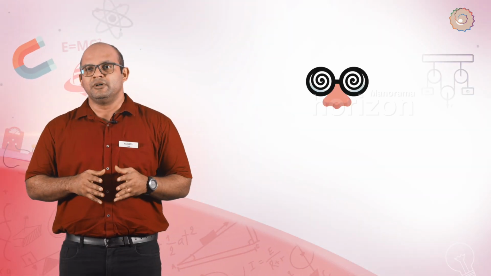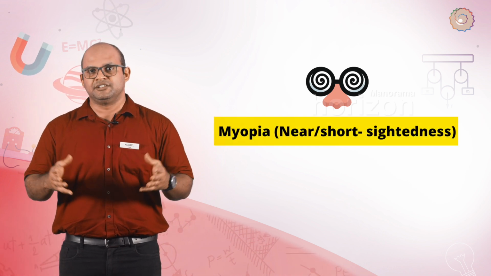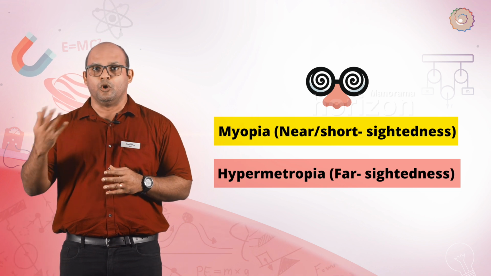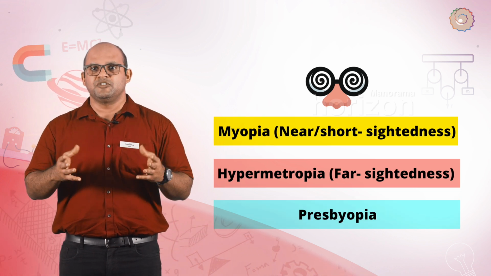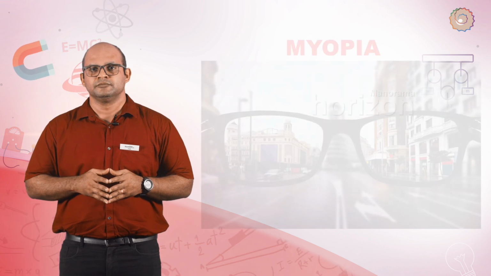The three most common defects that we shall discuss are myopia or short-sightedness, hypermetropia or hyperopia or long-sightedness, and presbyopia. Let us look at these one after the other.